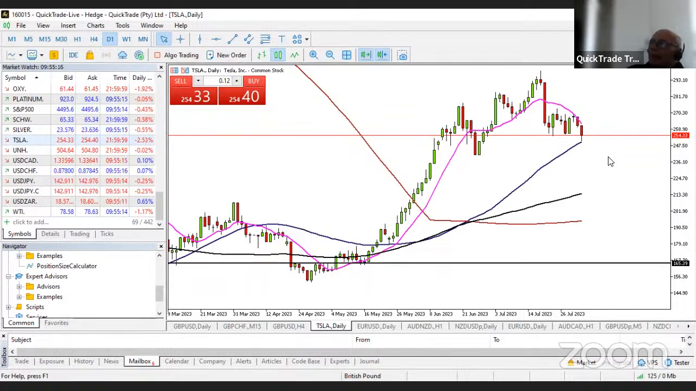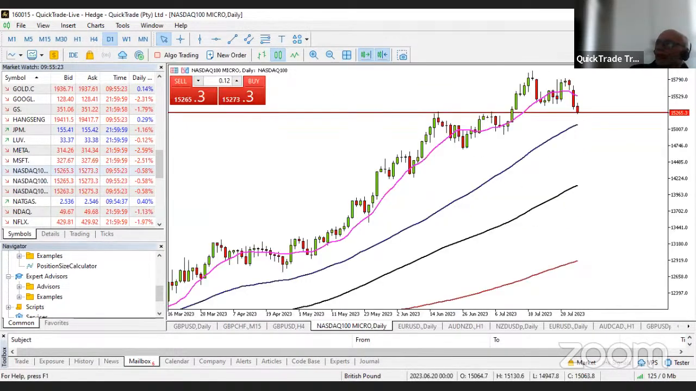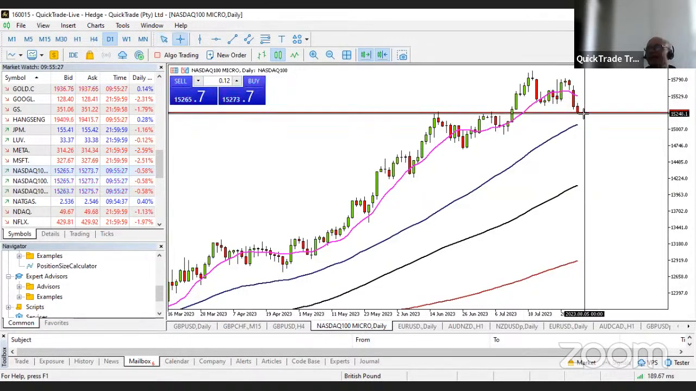Do I think it could be a bounce from here? To be honest, yes, I do. What is the NAS doing at the moment? Let's have a check. It's come back to support. We could get a bounce on the NAS. It's clearly still in the buy zone.